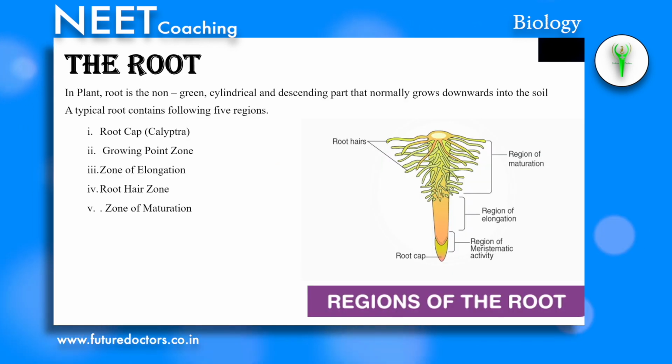The root. A typical root contains 5 regions. In plant, the root is a non-green, cylindrical and descending part that normally grows down into the soil, and the 5 regions include the root cap or calyptra, the growing point zone, the zone of elongation, root hair zone, and then zone of maturation.